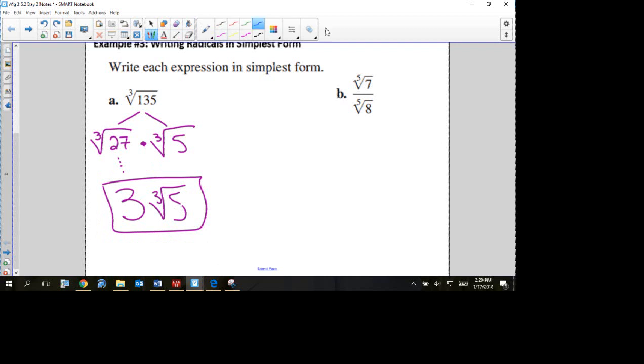Next example. Would it make sense for me to rewrite this as the fifth root of 7/8? Notice I can't reduce 7/8. So it must be done, right?